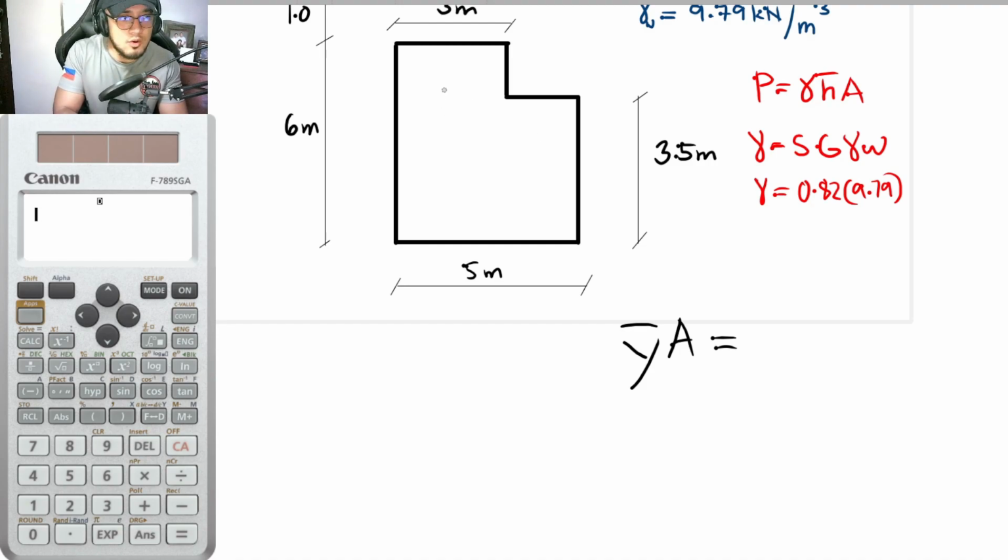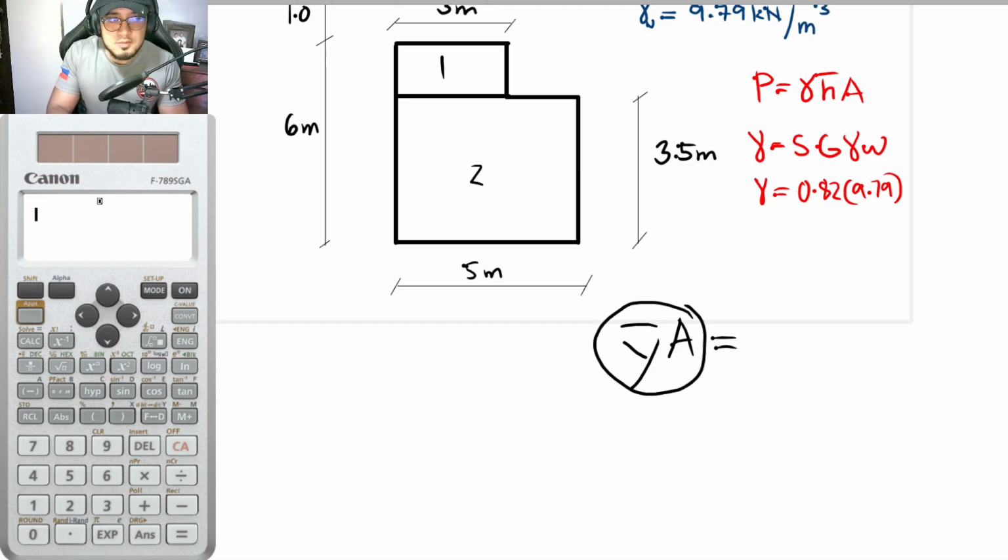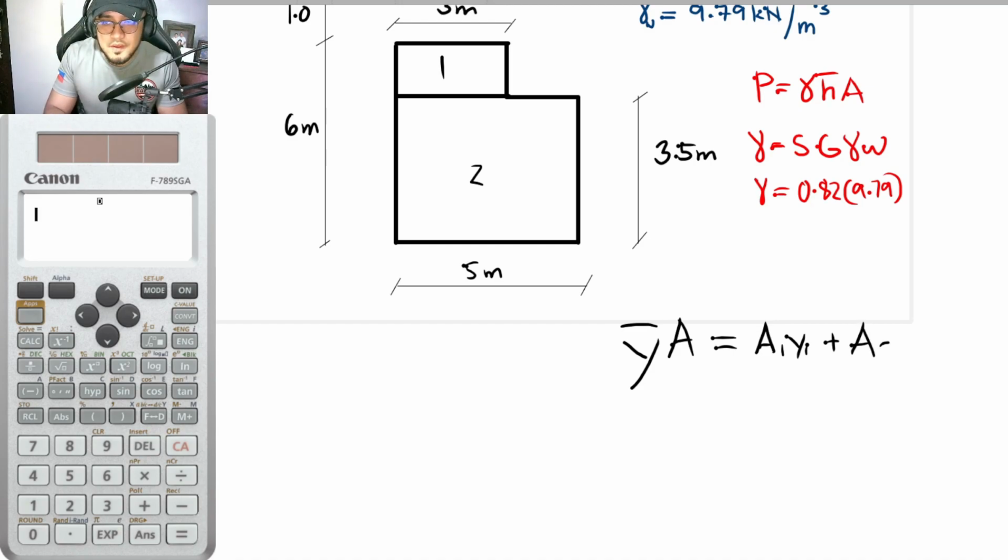So let's say that this particular shape is divided into multiple shapes such as this. Let's say if you want it to be divided in this manner, this is now shape 1 and this is now shape 2. And with that, this bar Y, or the total centroid, times the total area is equal to the area of the first one times the location of its centroid plus the area of the second one times the location of its centroid.